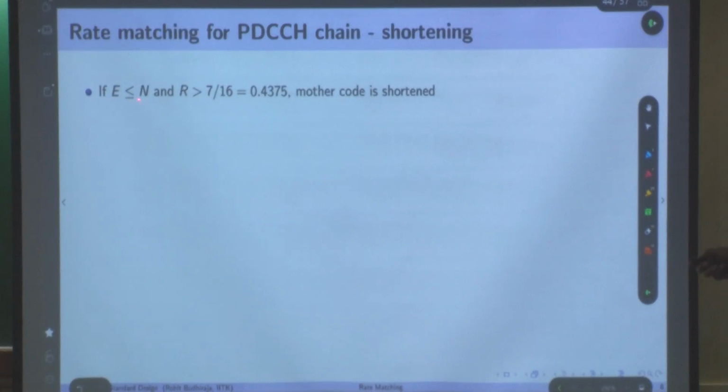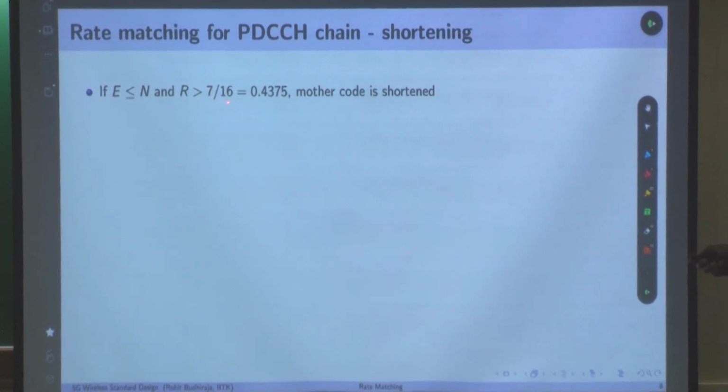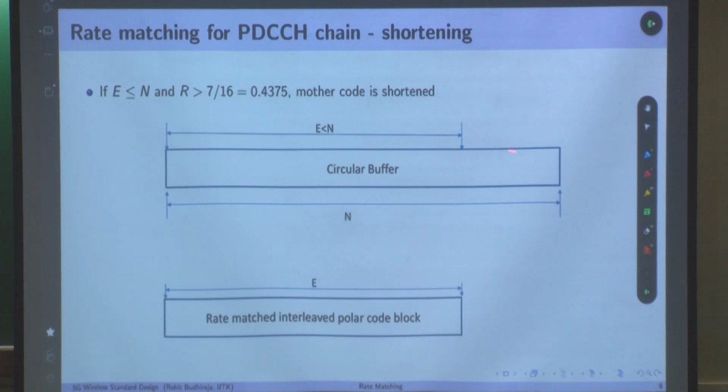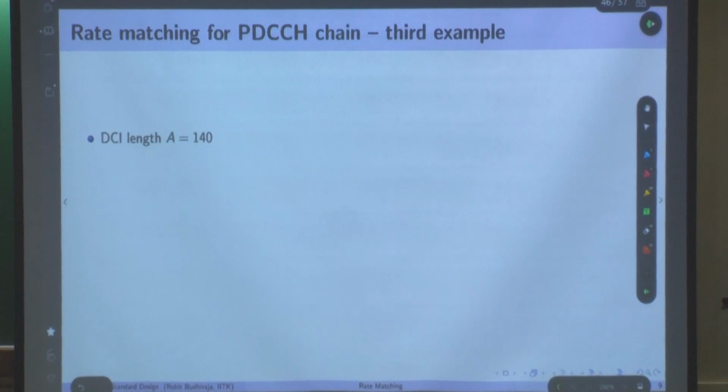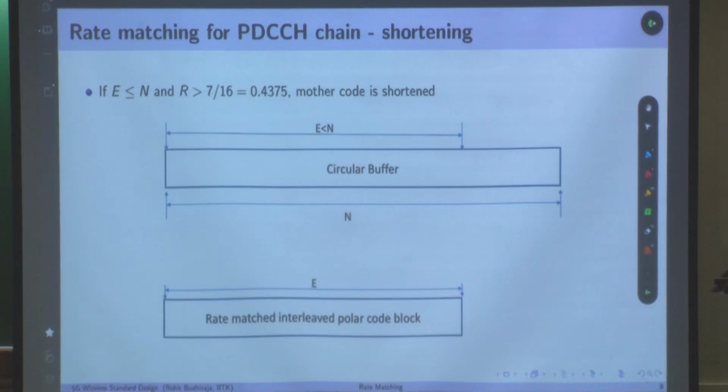So if E is less than n and R is greater than 7 by 16, which is 0.4375, which is happening in this case, the mother code is shortened. That's the other term which is used. And what is shortening? It drops certain bits from the end. The last n minus E bits from the end are dropped. And what is the reason? If the code rate is higher, then you do shortening, because for the polar encoder, that is good. If the polar encoder has to work at a higher rate, you drop certain bits from the end, not from the beginning.